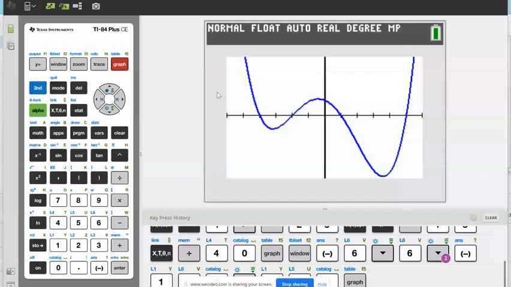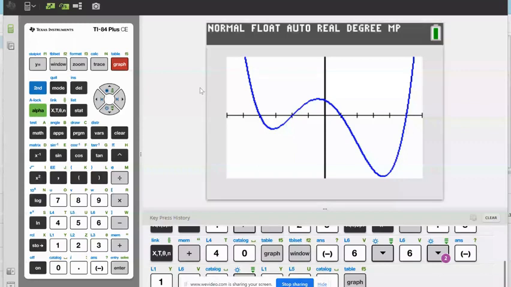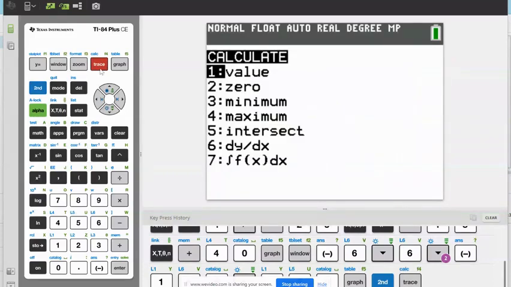So just from -5 to 1, do we agree this is our lower bound right here? All right, so what we're going to do is find the coordinates, or the y value, I should say, for that lower bound. So we're going to hit the blue second button and then trace. Trace is up here in the first row, right? When you hit the blue second button and then trace, it brings you to this.